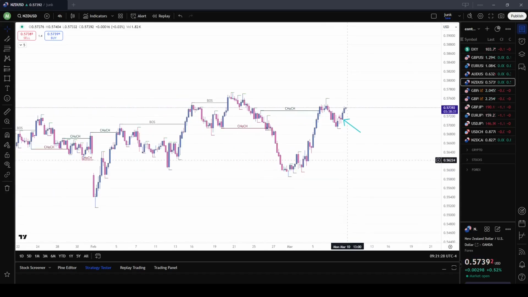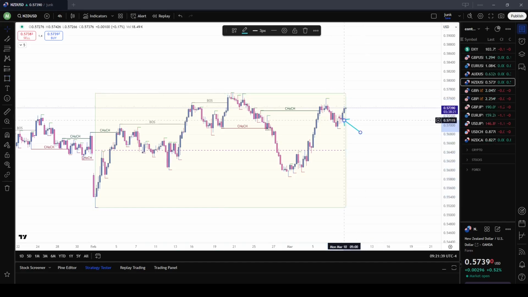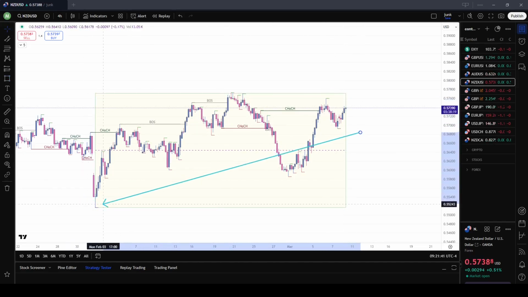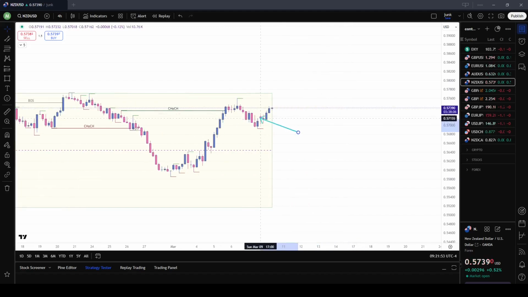NZD USD, similar situation. Map out the overall range. This was the low, made the higher low, and this is the highs of the overall range. It broke out, started taking out some liquidity, just like the Aussie dollar. Range sideways, pulled back. So this was the buying opportunity, just like with Aussie dollar.